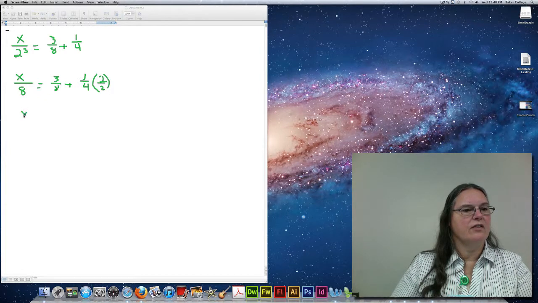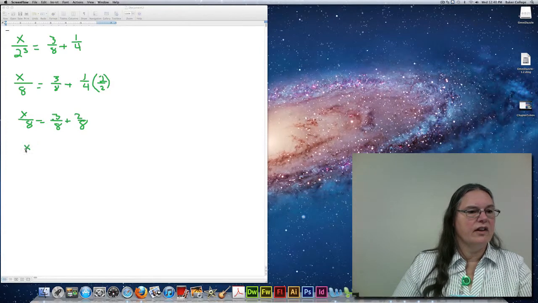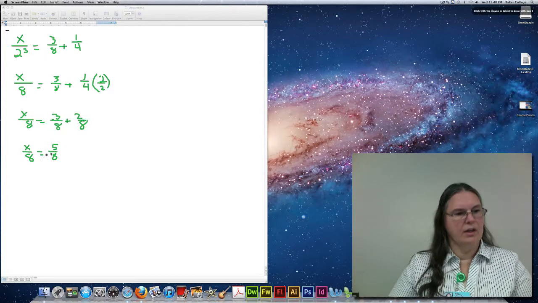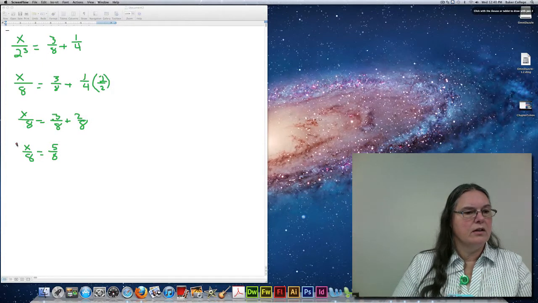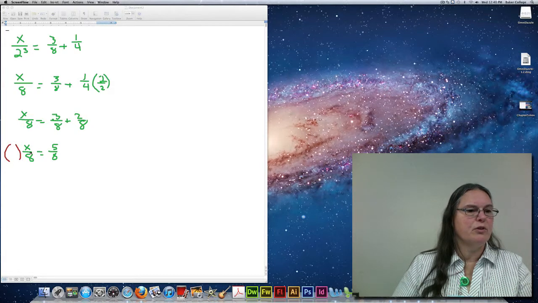So now I have x over 8 equals 3/8 plus 2/8. So now I have x over 8, and I can sum this side. 2 and 3 makes 5 things out of 8 things now. The next step is to get rid of this 8 here. In order to do that, I have to multiply by its reciprocal. This is really a 1 over 8, so now I have to have 8 over 1 on this side.